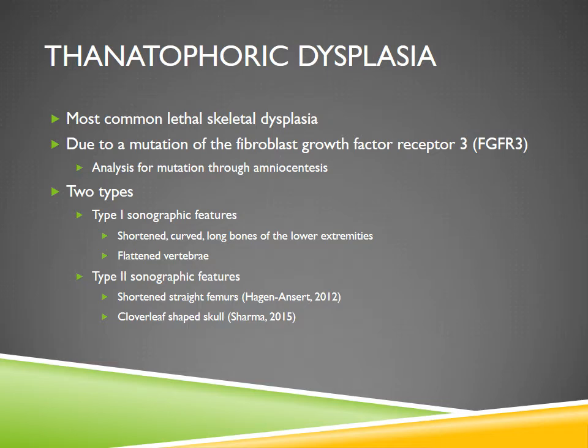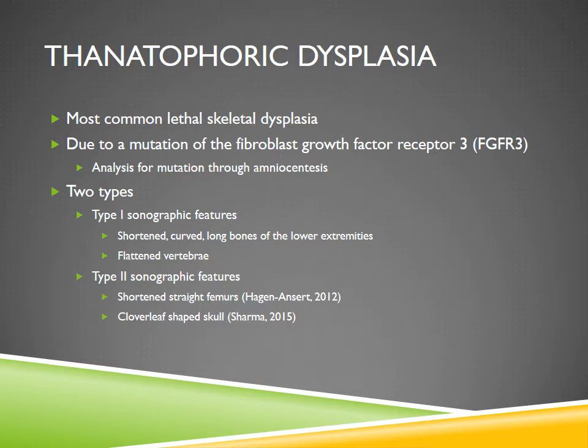Most cases of thanatophoric dysplasia occur sporadically with the mutation of the fibroblast growth factor receptor 3 (FGFR3) gene. A diagnosis of thanatophoric dysplasia can be prenatally confirmed by conducting a molecular analysis of the FGFR3 gene. This analysis is conducted via extraction of the fetal cells through amniocentesis if gestational age is between 15 to 18 weeks, or with chorionic villus sampling if the fetus is between 10 to 12 weeks gestation.